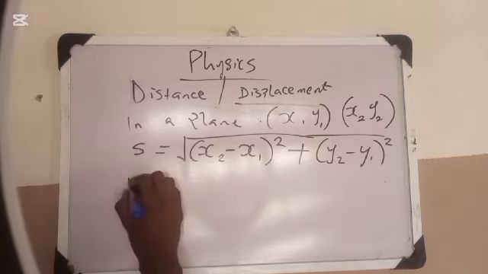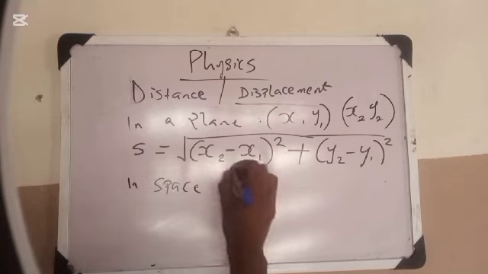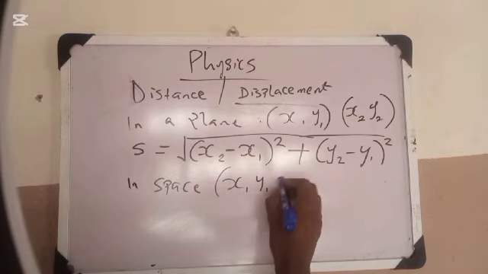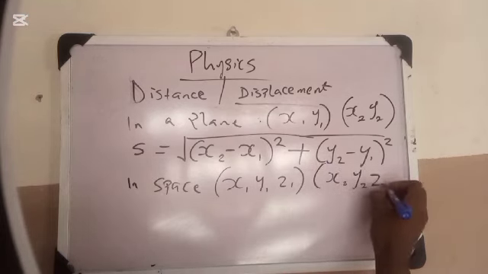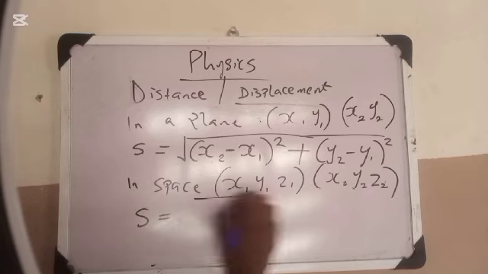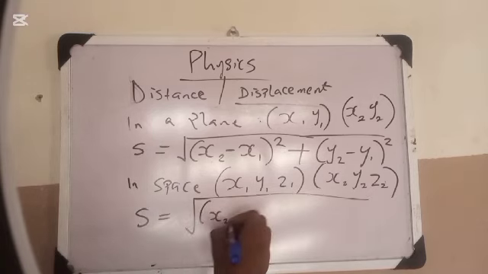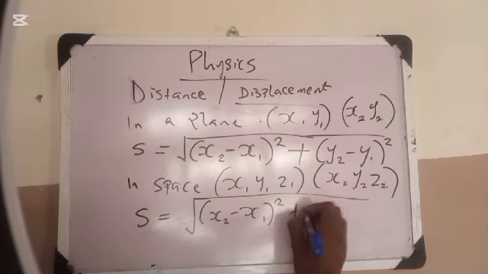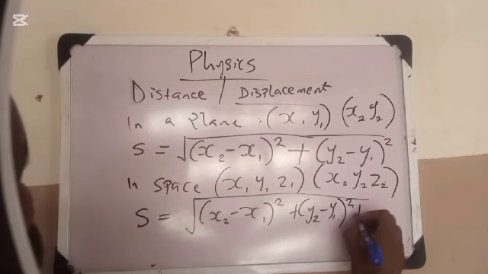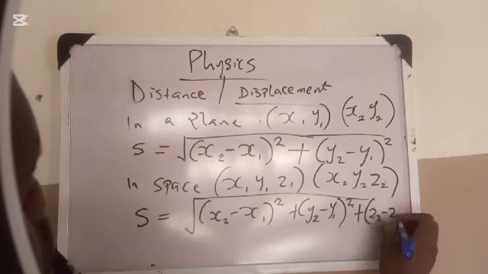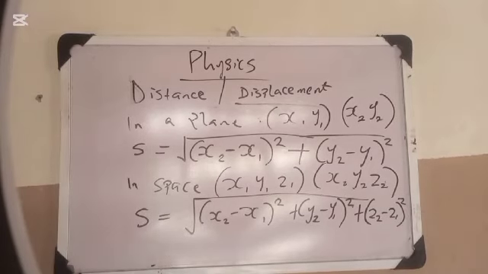While that in space is calculated with X1, Y1, Z1. This is how your question always looks like. Then you have your X2, Y2, Z2. So the formula in space is the square root of X2 minus X1 squared plus Y2 minus Y1 squared plus Z2 minus Z1 squared. When you understand this formula, you can solve any equation in distance. This is the general formula.